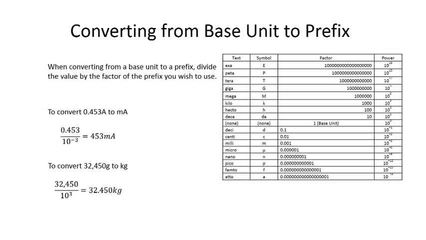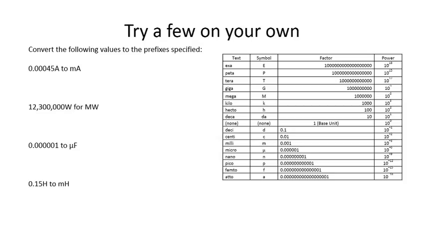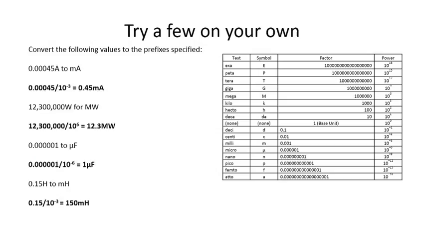To convert 32,450 grams to kilograms, we take 32,450, divide it by 10 cubed, which is the factor for kilo, and we come up with 32.450 kilograms. Pause the video and try converting these values to the prefixes specified. Pause the video again to see the answers and how we got them.